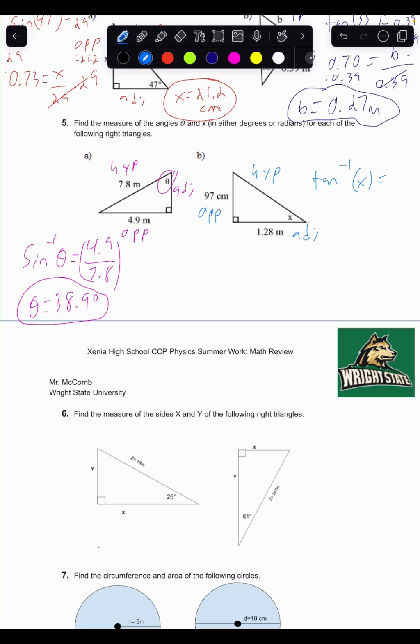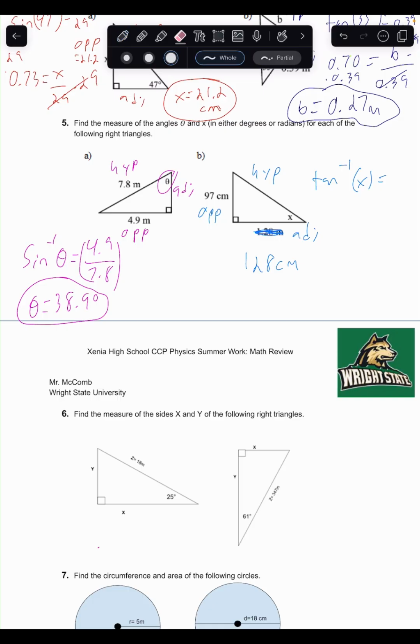Now, here's the kicker. 97 centimeters and 1.28 meters are not in the same unit. So if I want to get this into the right format, I need to convert them both to be the same. So I could either make this into centimeters or I could make this into meters. You'll get the same thing either way. I'm going to go ahead and make this into centimeters. So 1.28 meters, 100 centimeters is a meter, so that's going to be equal to 128 centimeters.